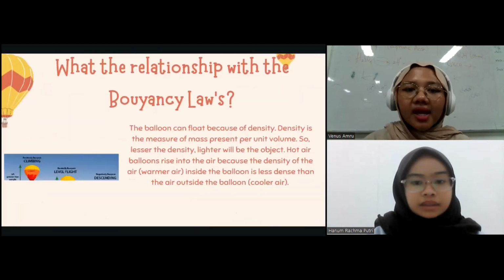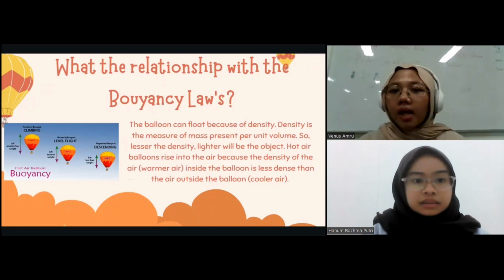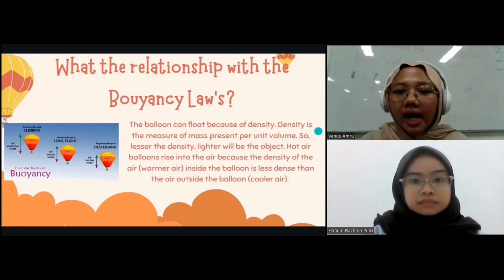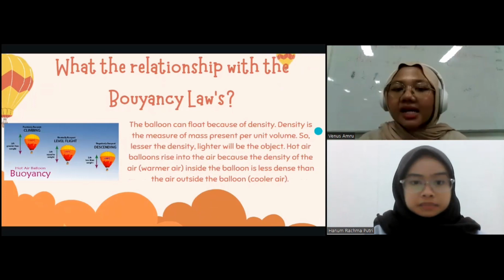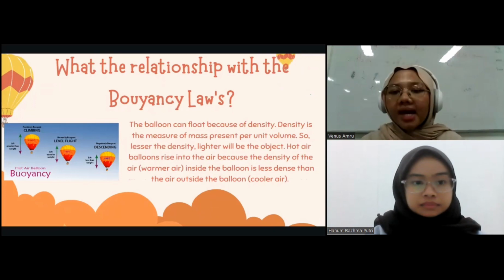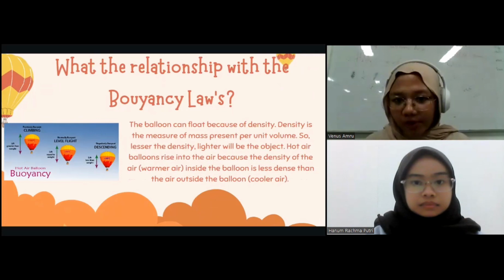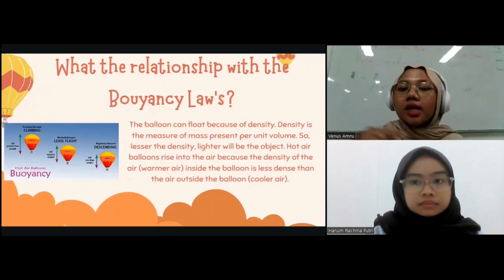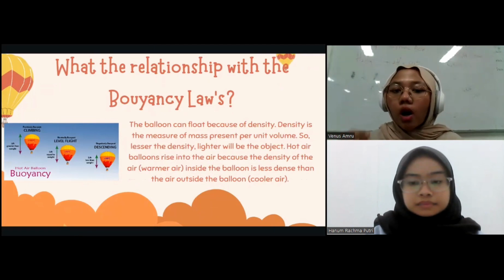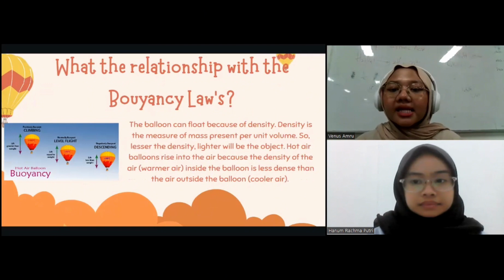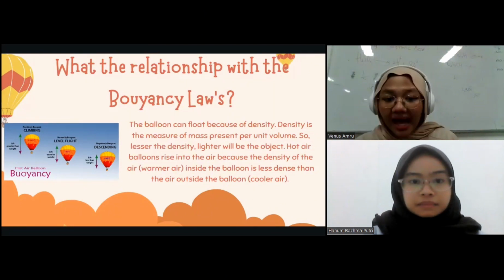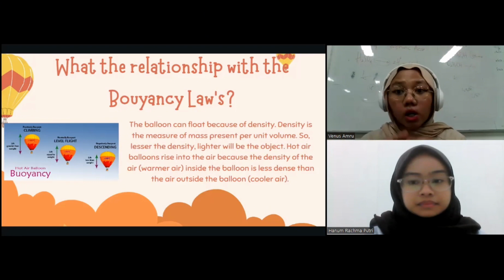So, what's the relationship between the hot air balloon and the buoyancy laws? The balloon can float because of density. Density is the measure of mass present per unit volume. So, the lesser the density, the lighter the object. Hot air balloons rise into the air because the density of the warmer air inside the balloon is less dense than the air outside the balloon, or the cooler air.